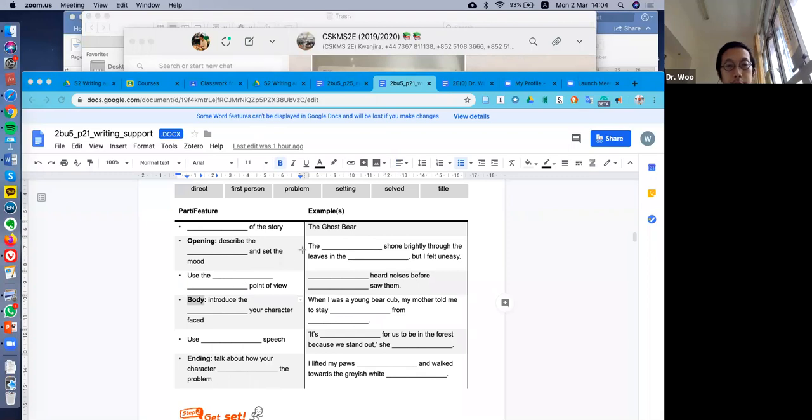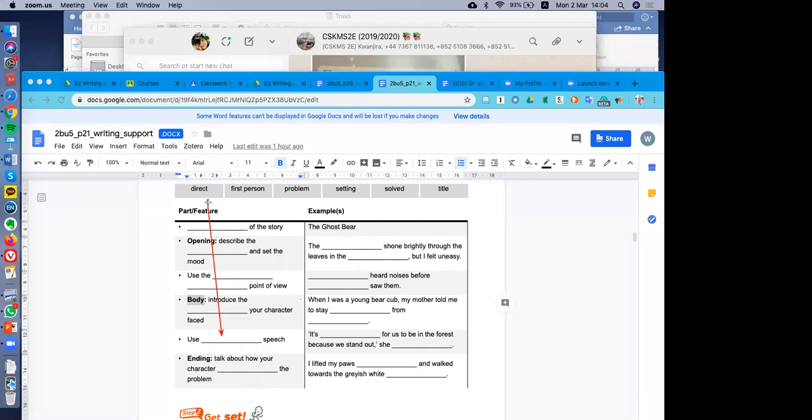So after we start introducing the problem, something to keep in mind is that we should use direct speech. That is, avoid, let's say, passive voice. Everything should have a clear subject and a verb. Write a lot of sentences with I.